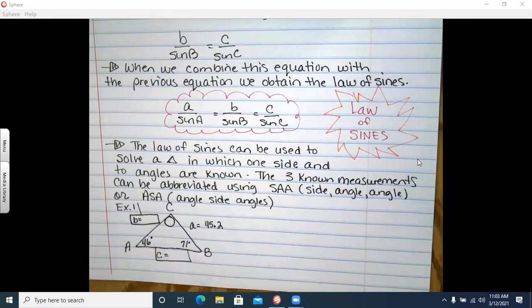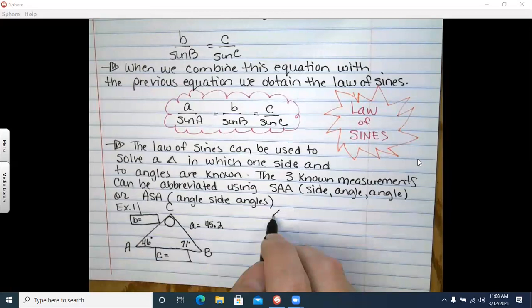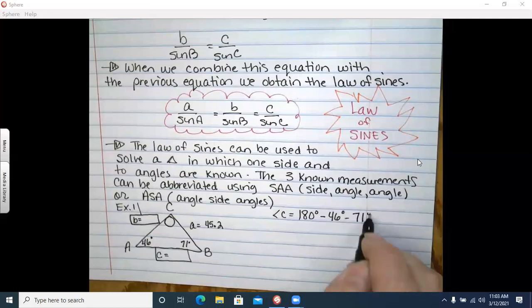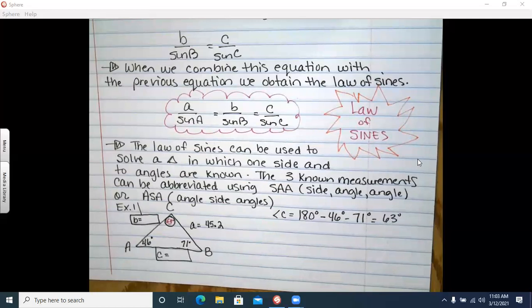All right, so at this point, is it pretty easy to figure out what angle C is? Yeah, to find angle C, we would do 180 degrees, because isn't that what you get when you add all three angles of a triangle together? Minus the other two angles, so minus 46 degrees, minus 71 degrees, and that should give us 63 degrees. So we know angle C is 63 degrees. So now we need to find the other two sides.